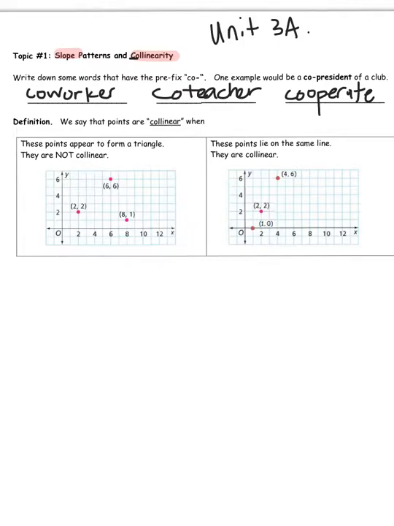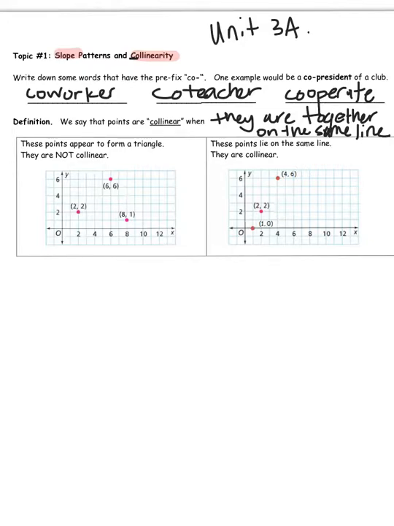So to define collinearity right here, we're going to say that points are collinear when they are together on the same line. And the line means that it is straight. It could be diagonal, horizontal, vertical. It just means that the points are together on a single line.